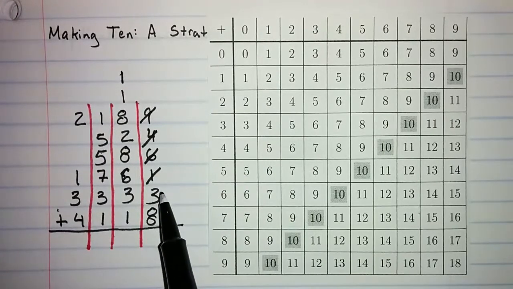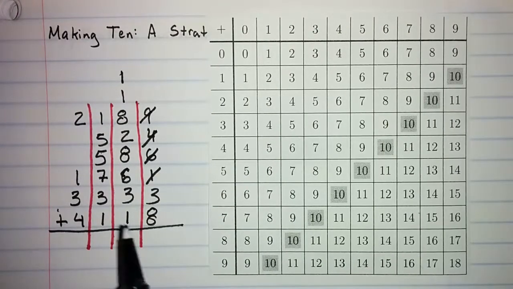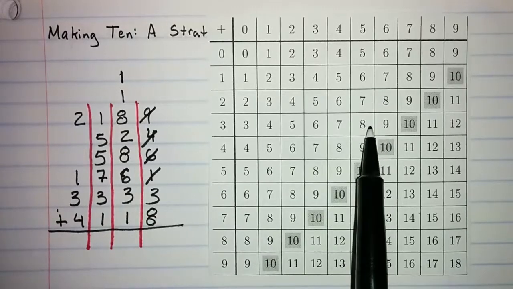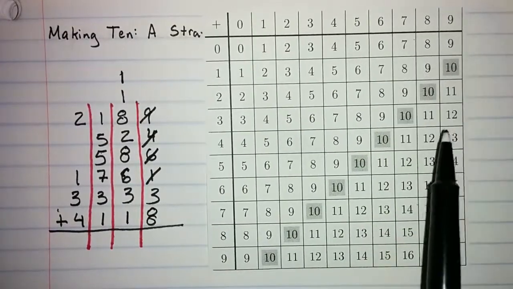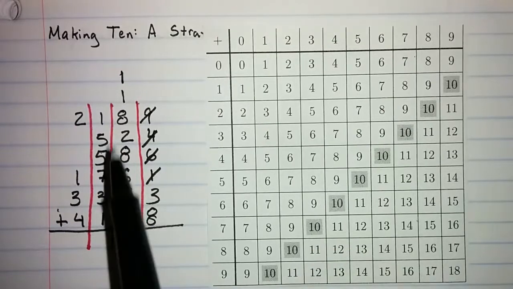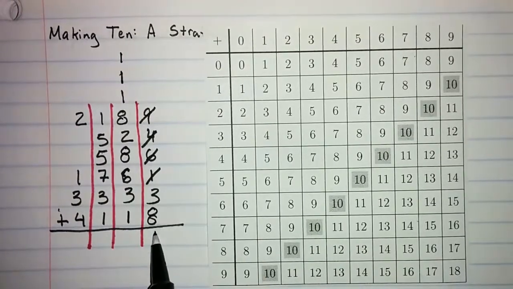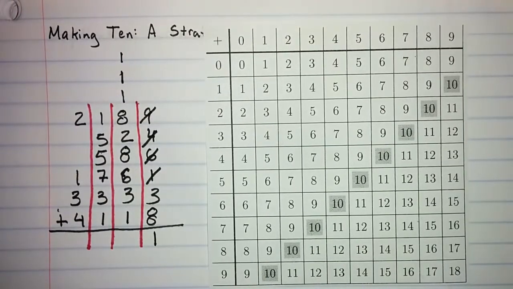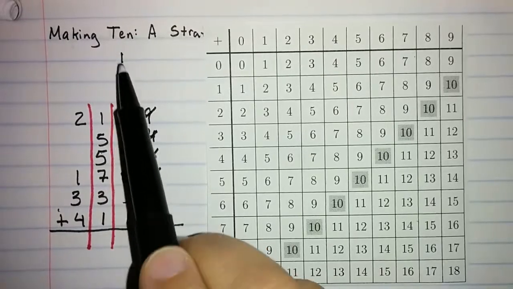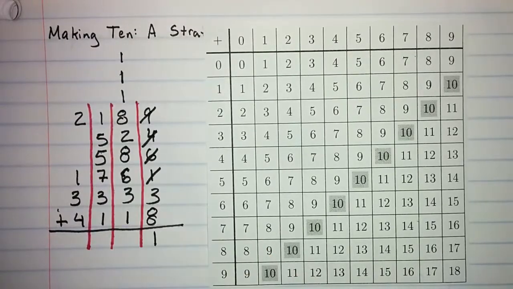What's left is 8 and 3. I can just add that. 3 plus 8 is 11. So that gives me another 1 to carry, write down the 1. Now I've got this big tower of 1s here, but 1s are easy to add, aren't they?